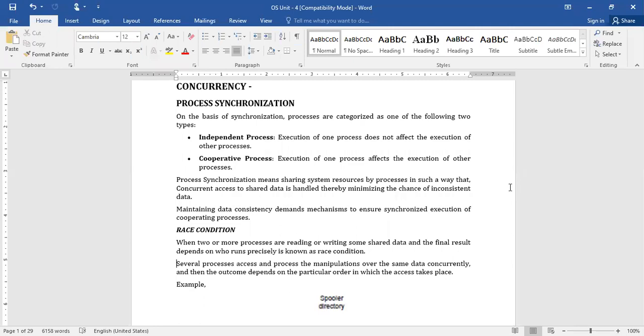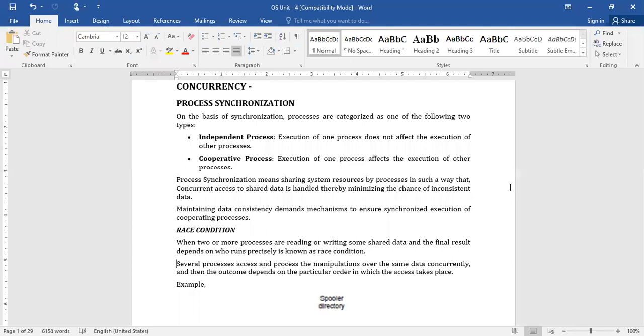Basically, based on their behavior, we categorize the processes into two: one is the independent process and the other is the cooperative process. Execution of one process not affecting the execution of another process is called an independent process. Whereas in cooperative processes, the execution of one process affects the execution of another process. These two we have already discussed previously.